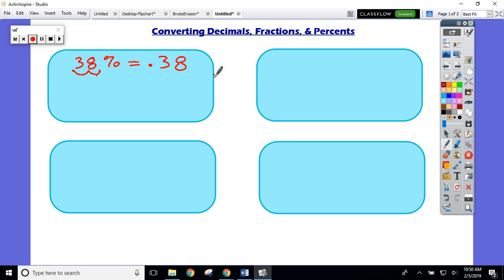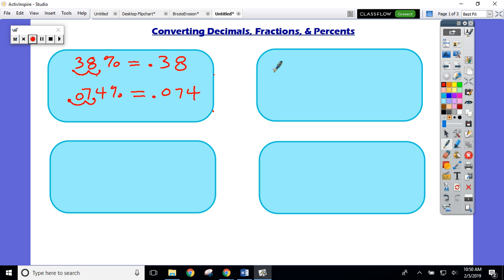Doesn't matter where my percent is. I could have 7.4%. There's already a decimal there. 1, 2 jumps to the left, fill in a blank space with a 0. 7.4% equals 0.074.